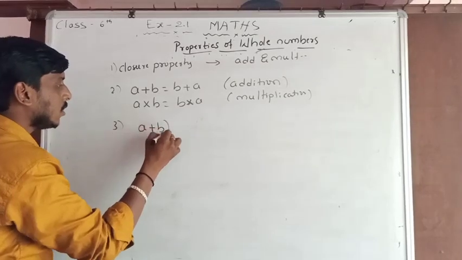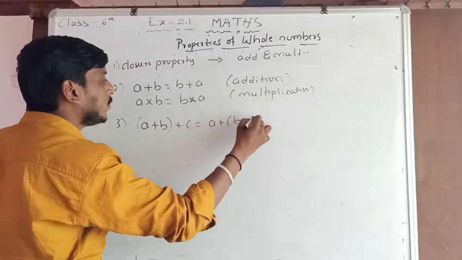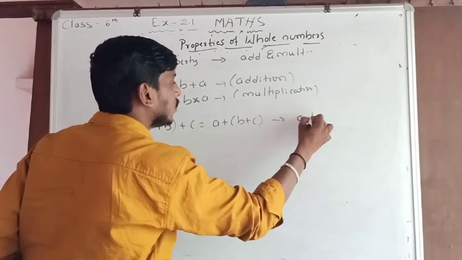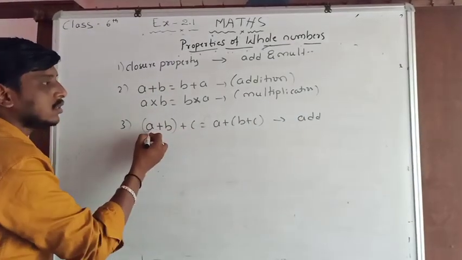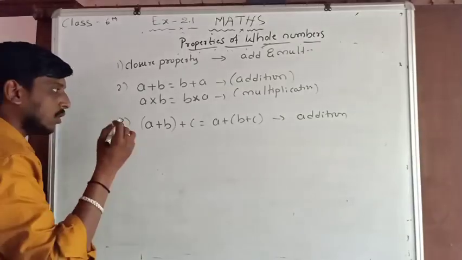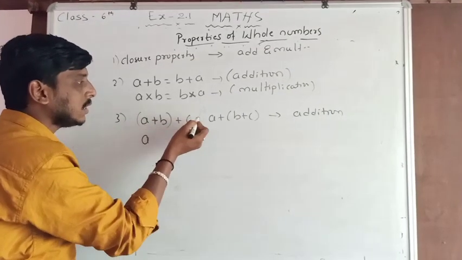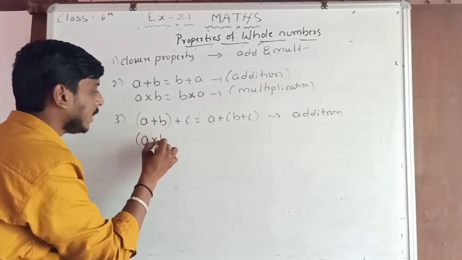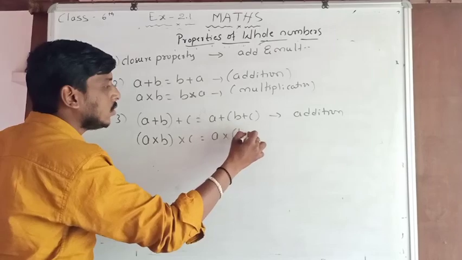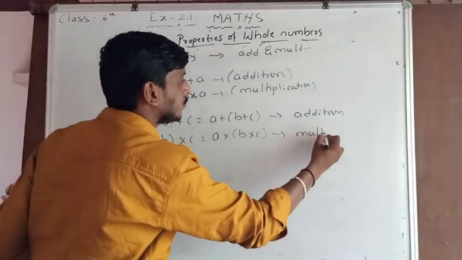Associative property of addition: (A + B) + C = A + (B + C). This is the associative property of addition. Now one more, associative property of multiplication. Instead of plus you just replace with multiplication: (A × B) × C = A × (B × C). This is the associative property of multiplication.